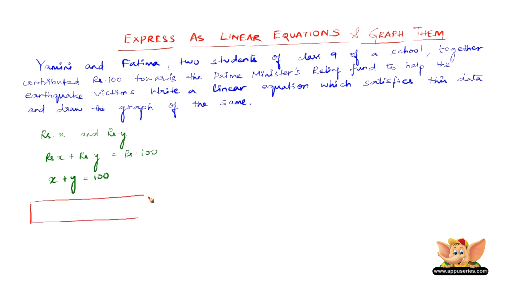Now all we have to do is find the solutions for this. For example, if Yamini contributed rupees 40, Fatima definitely should contribute rupees 60 to make a total sum of 100. If Yamini contributed rupees 60, then Fatima should contribute 40. So now let us graph this solution.